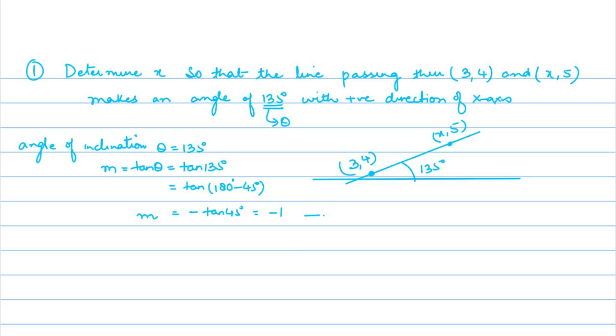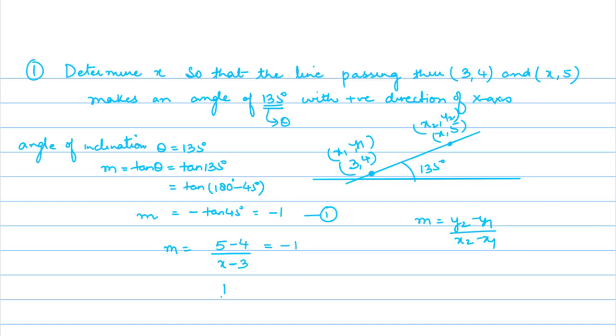Now, this is first part. And how do we find the slope of a line which is passing through 2 points? If you can remember, y2 minus y1 upon x2 minus x1. If your line is passing through 2 points (x1, y1), (x2, y2), then the slope of the line can be found out by this formula. You can take any one of them as (x1, y1) and the other one as (x2, y2). Now, should we apply the formula? What is y2 minus y1? 5 minus 4. What is x2 minus x1? x minus 3. But the value of m we have already found out as minus 1. Therefore, this is minus 1.